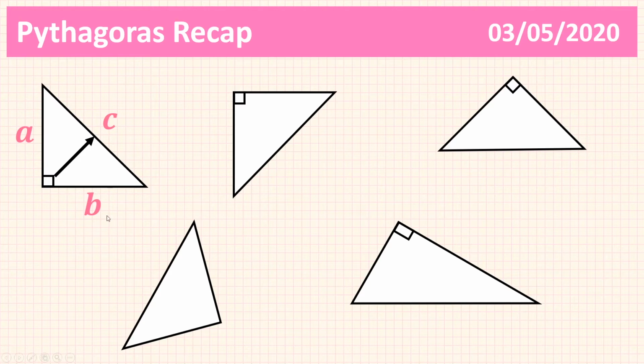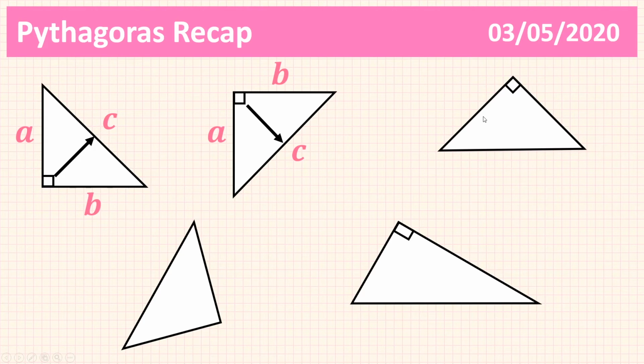So labeling these is not as important as labeling the hypotenuse. I could have labeled this one B and this one A. It does not make a difference. So for this one, there's my hypotenuse and there's my A and B. I'd like you to pause the video and have a go at the others, and we'll come back with the answers in a sec.